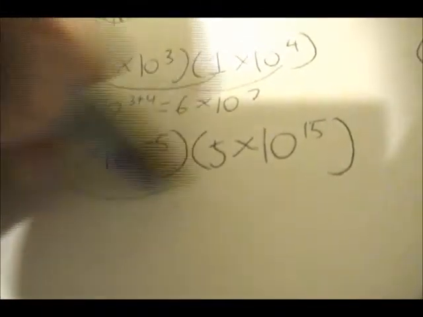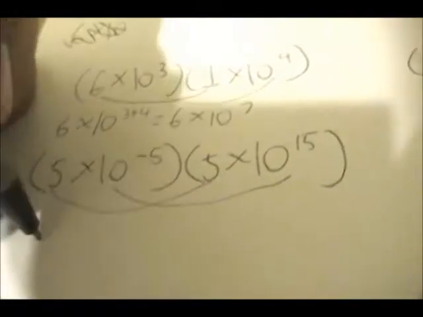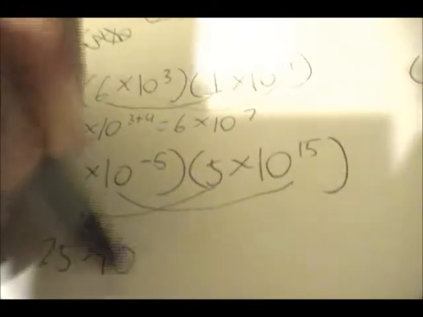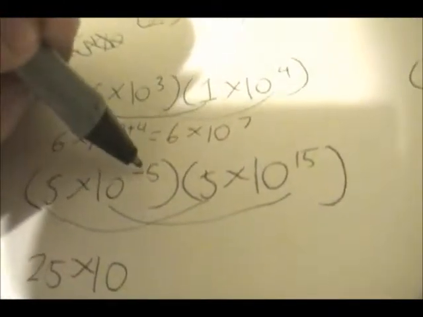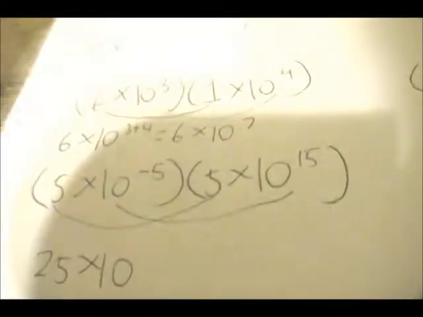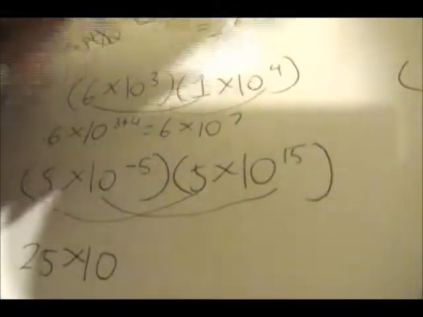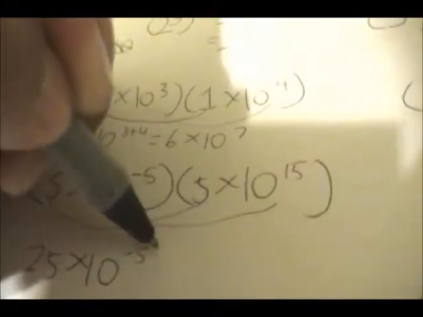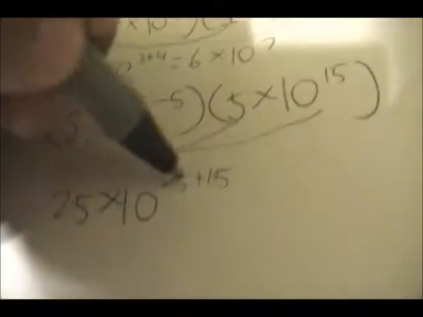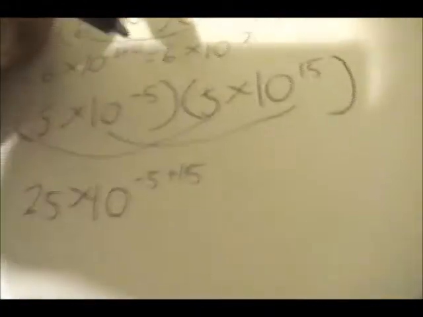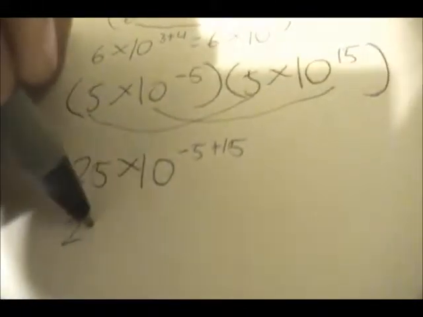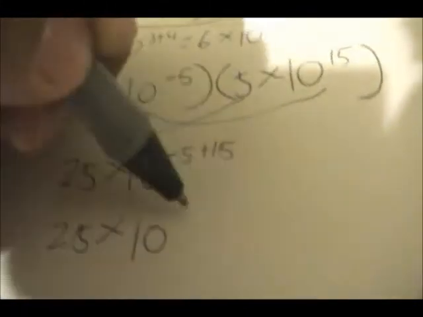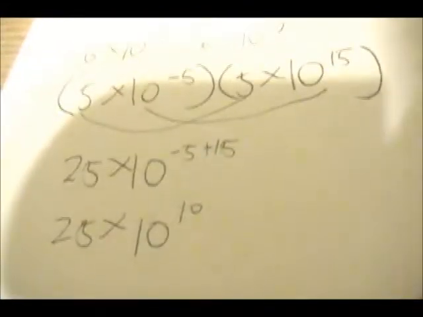We have 5 times 5, alright? That's going to be 25 times 10 to the, well here it's 10 to the negative 5th and 10 to the 15th. Okay, so in this case, what we do is negative 5 plus 15, alright? So negative 5 plus 15 is also 15 minus 5. So it's going to be 25 times 10 to the 10th.